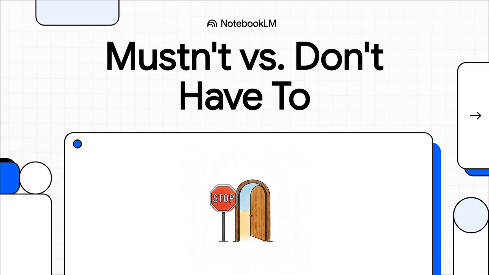Okay, let's talk about two little phrases that cause a lot of confusion. Mustn't versus don't have to. Now, they might seem kind of similar, but if you mix them up, oh boy, you could end up in a seriously awkward situation. But don't you worry, because by the end of this, you're going to have one super simple rule to get it right every single time.